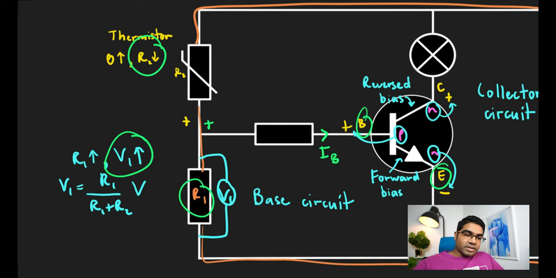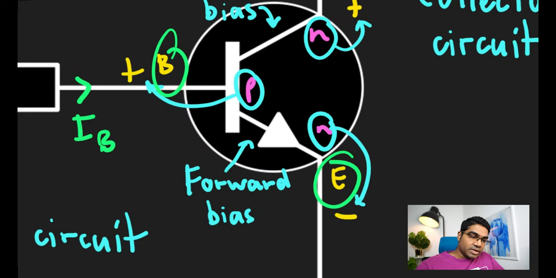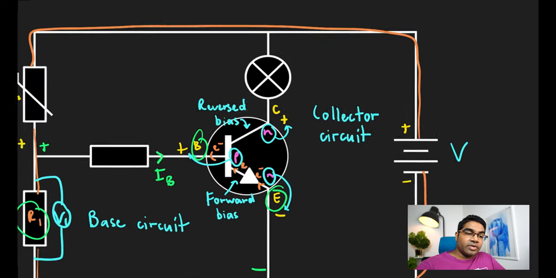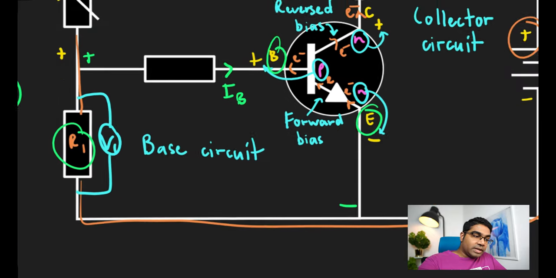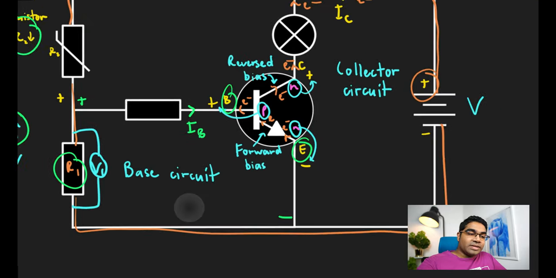When current is able to flow in the base circuit, what is actually happening in terms of electrons is, electrons are now able to flow from the emitter to the base in this direction. And as electrons flow through the semiconductor, there are going to be excess electrons that are going to be attracted to the positive terminal of the power source this way. And so, as long as there is base current, the collector will have current flowing through as well. And therefore, there will be current flowing in the collector circuit. This current that flows in the collector circuit is known as collector current. So it follows that if there is current in the base circuit, we say that the transistor is turned on.